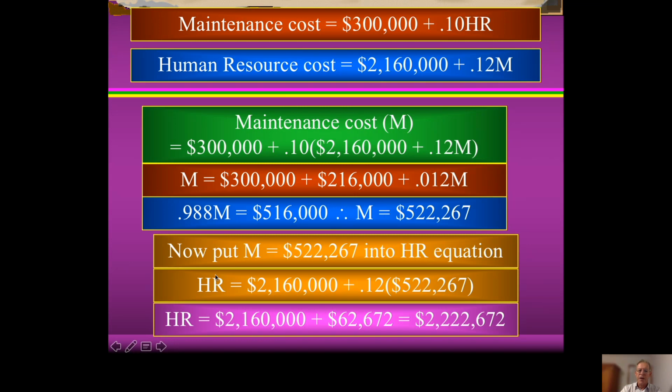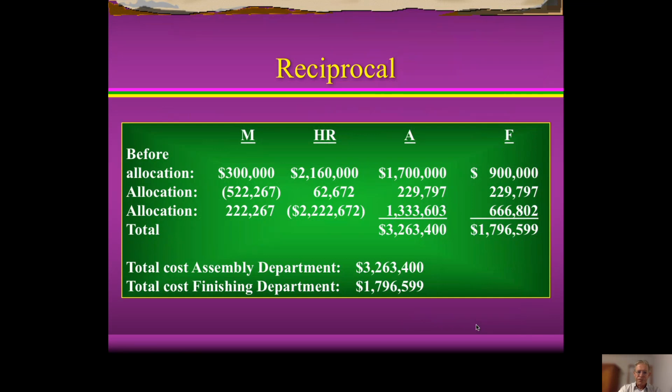We can now substitute that back into the HR equation. And we get HR now equals 2,160,000 plus 0.12 lots of maintenance. And maintenance, we said, was that. So we've plugged that in, expand the brackets, 0.12 times the 522 gives me that. So the full cost to be allocated to human resources is that. Again, the whole thing should cross add if we've done it correctly.